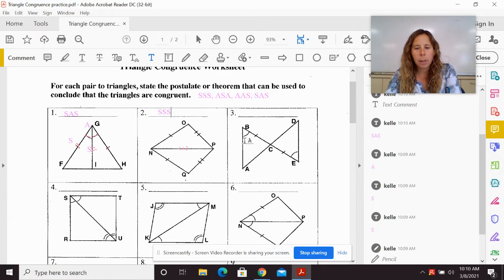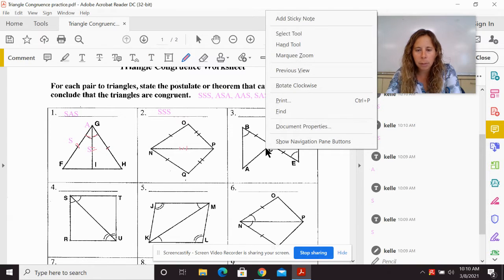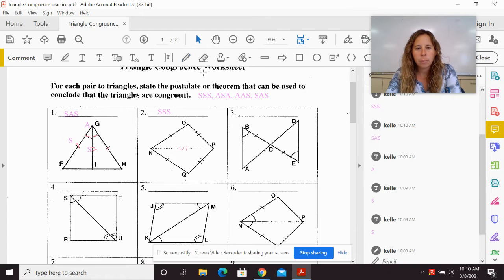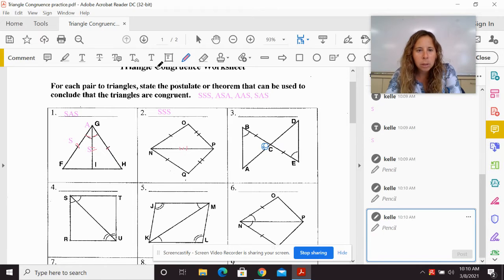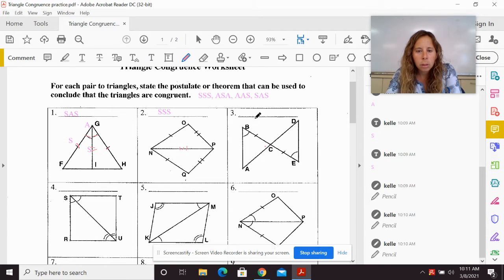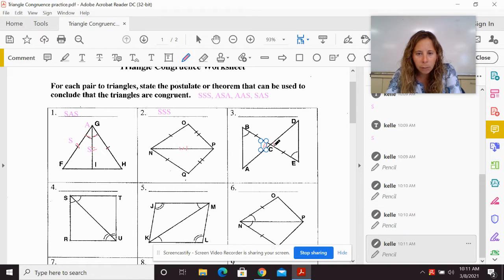Okay, number 3 is a little bit harder. We have angle, side, angle, side. And then that's all they give us, but we have to remember our vertical angles. Vertical angles are congruent to each other, so, oops, my bad. I don't know what I did there. So stop being a pain in the butt. Here. So this angle is congruent to this angle by vertical angles.